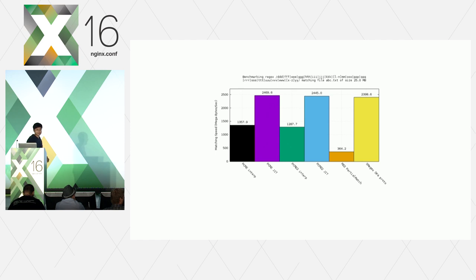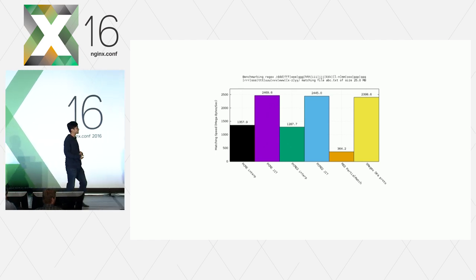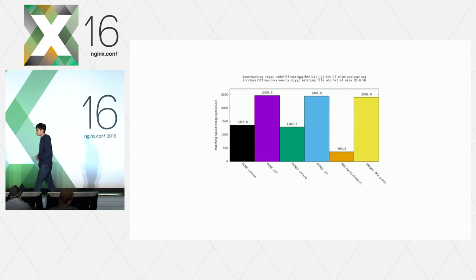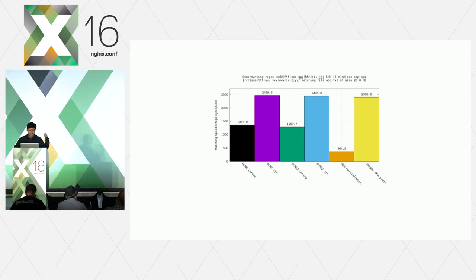So PCRE is a very popular C library for supporting Perl-compatible regular expressions. And it also comes with a very nice just-in-time compiler. So for this case, RE2 plays really bad. But the backtracking engine plays well, especially the JIT one, right? And we, sregex, the yellow one, is comparable.